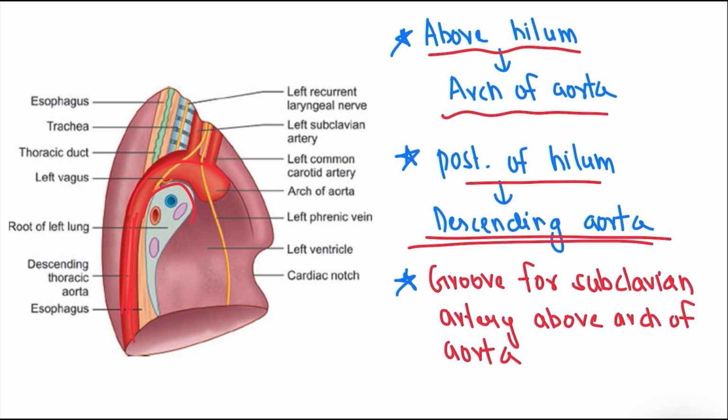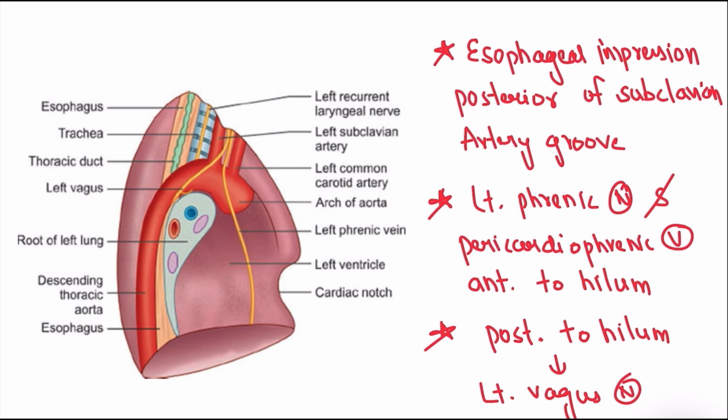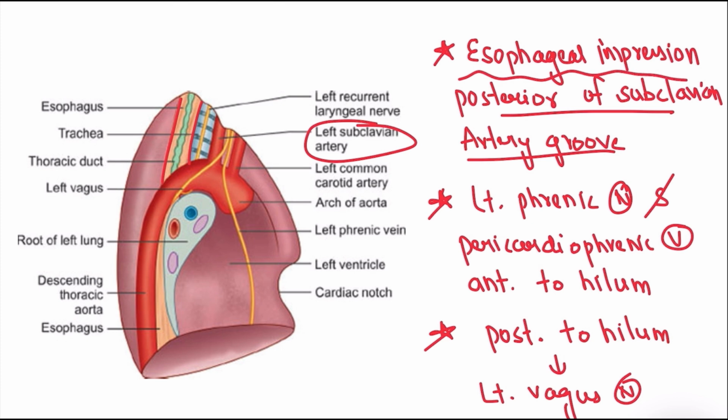And there is a groove for the subclavian artery above the arch of aorta. This is the arch of aorta, and this is the left subclavian artery. There is a groove for that, which is called the groove for the subclavian artery, present above the arch of aorta. Now coming to the esophageal impression. This is the esophageal impression, which is present posterior to the subclavian artery groove. What is the relation posterior? We have the esophageal impression.